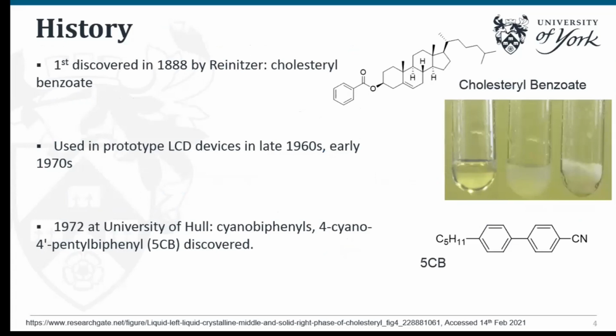Liquid crystals were first discovered in 1888 by Reinitzer, when he noticed that cholesterol benzoate had two melting points. The first melting point gave a cloudy pearlescent liquid, and the second melting point gave a clear liquid. The cloudy pearlescent liquid was later determined to be a novel state of matter, initially called soft crystals, but then the name it's become known by to this day, liquid crystal phase.